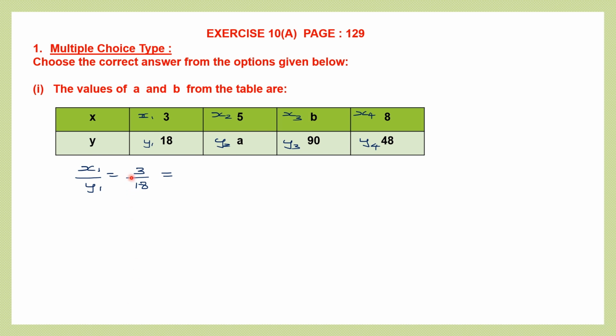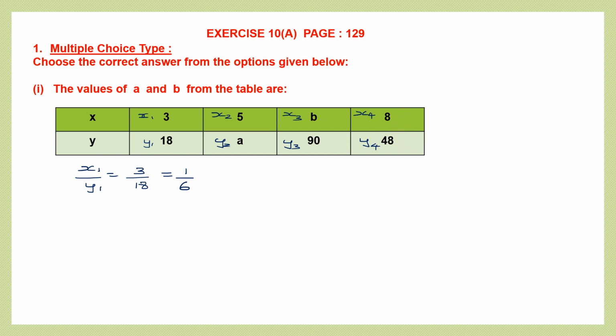Both are divisible by 3, isn't it? So 3 ones are 3 and 3 sixes are 18. So here what did we take? We took x1 and y1 because both the quantities are known to us. Now we cannot take x2 and y2 because A is unknown. Similarly, we cannot take x3 and y3 because x3 is B, which is unknown. Whereas we can take this because both are known.